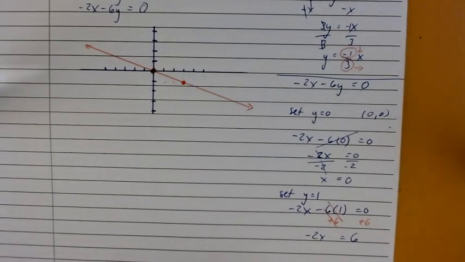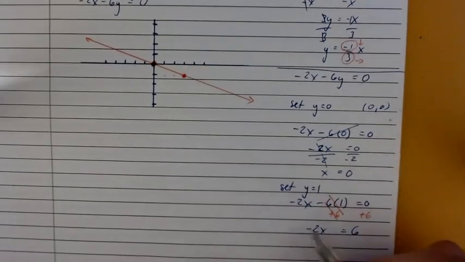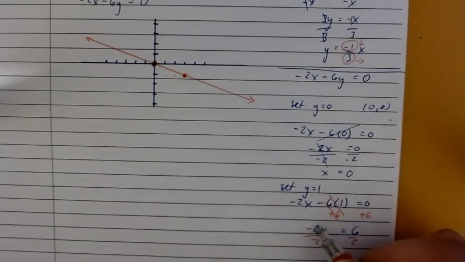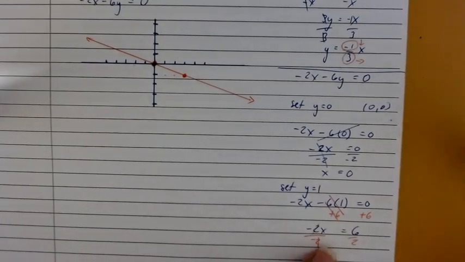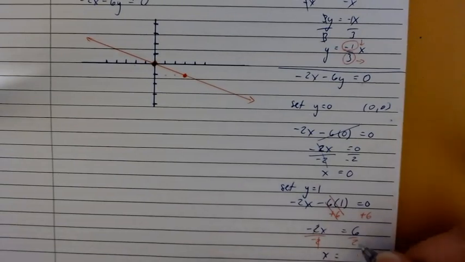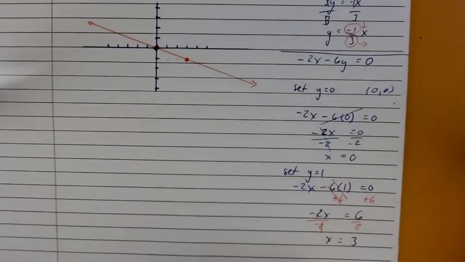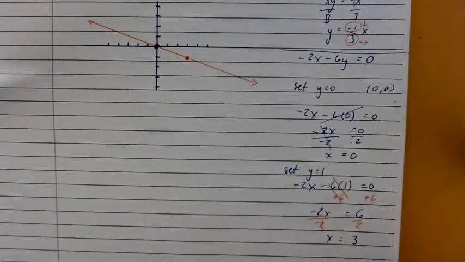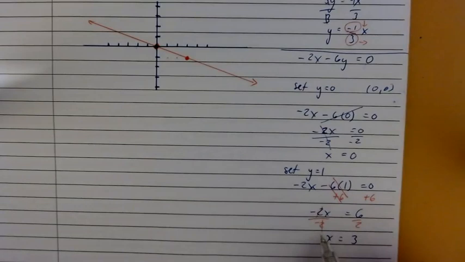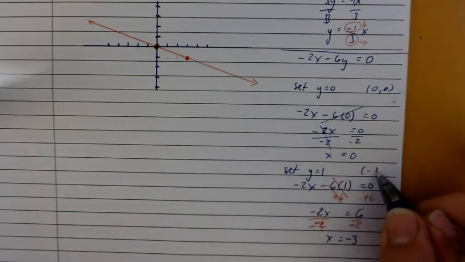And then I can go ahead and divide both sides by negative 2. And that leaves me an x, which is equal to 6 divided by 2, the number 3. Okay, so I have a solution of 3, comma... Oh, I'm sorry. That should be a negative, shouldn't it? I divided by a negative right here. There we go. So that's 6 divided by negative 2 is negative 3. Okay, so I have a solution of negative 3, comma 1.